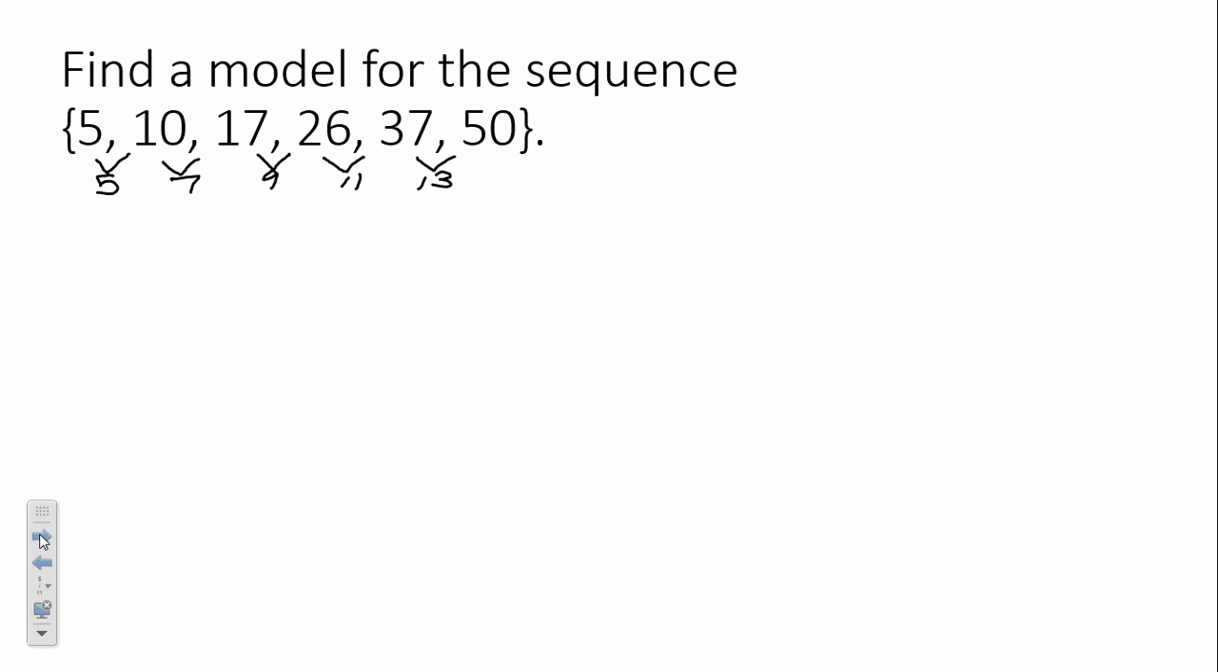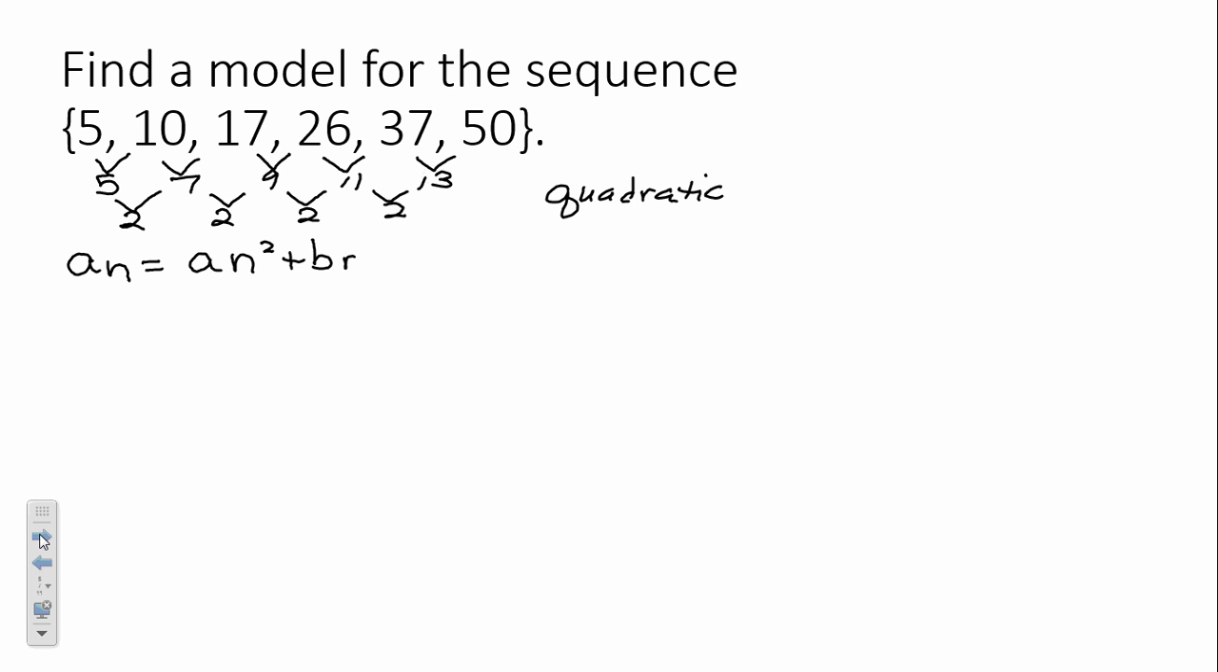So I'm hearing quadratic. Why is it quadratic? Second differences are 2, so we know it's quadratic. So now that I know it's quadratic, I know that my sequence will be of the form a sub n equals a n squared plus b n plus c.